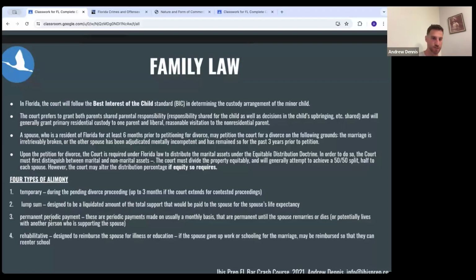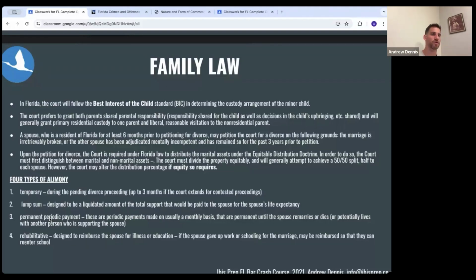So temporary is during the pending divorce proceeding, so it could be pendente lite or temporary, up to 3 months if the court extends for contested proceedings. Lump sum could be just a big amount for their expectancy. And then rehabilitative is designed to reimburse the spouse for illness or education. If the spouse gave up work or schooling for the marriage, they may be reimbursed so they can re-enter school. And then durational is what's replaced permanent, or not replaced, but is the longest you can get. It depends on the length of the marriage and all these different factors.